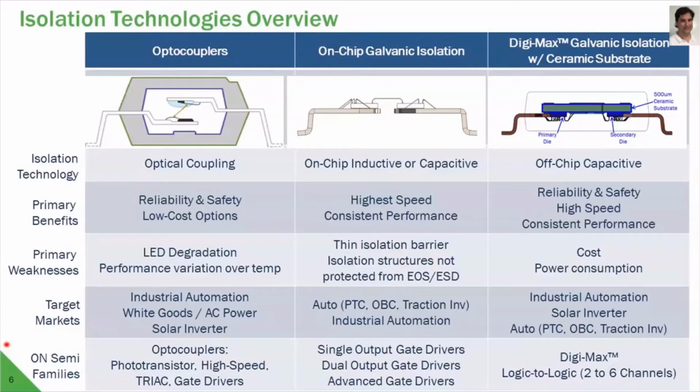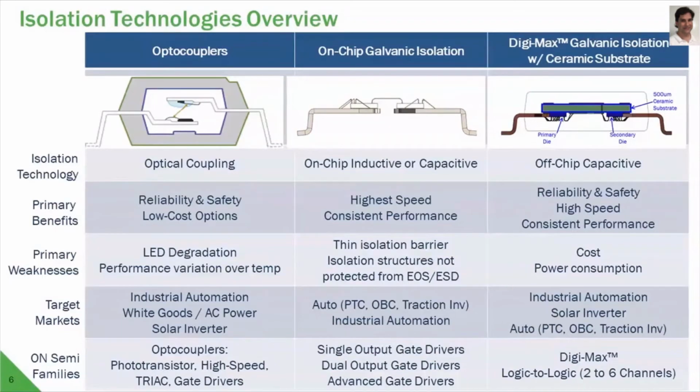Semiconductor has a broad portfolio of optocouplers from phototransistors to high-speed optocouplers, which high-speed in terms of optical technology means up to about 25 megabits per second data rates. Optotriac drivers and gate drive optocouplers, which are MOSFET and IGBT drivers.